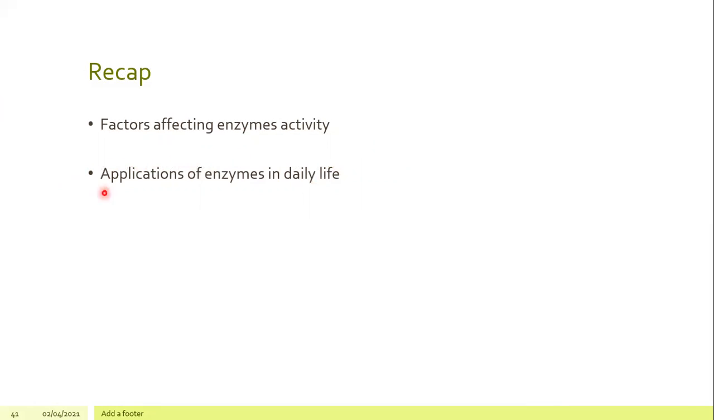And lastly, we also talked about some applications of enzymes in our daily life, for example, the use in the medical sector or as a supplement for those having a digestive problem.